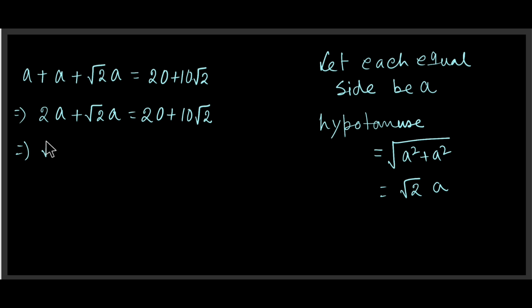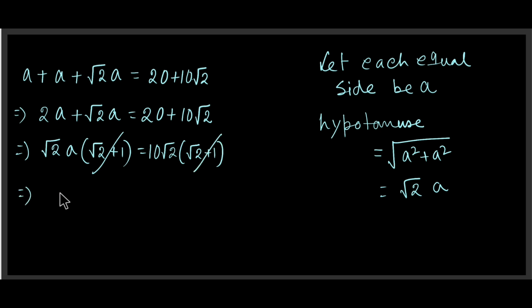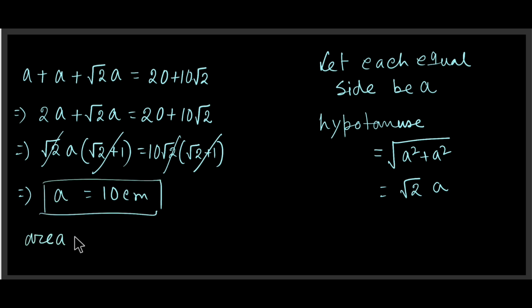Now from this we take root 2 into A, and we get root 2 plus 1 into A, and now from this right hand side we take 10 root 2, and we also get root 2 plus 1. Root 2 plus 1 cancels out, and root 2 also cancels out, so A is 10 centimeter. And we know that the area of a right-angled isosceles triangle is 1 by 2 into A square. So clearly it is 1 by 2 into 10 into 10. So it must be 50 centimeter square.